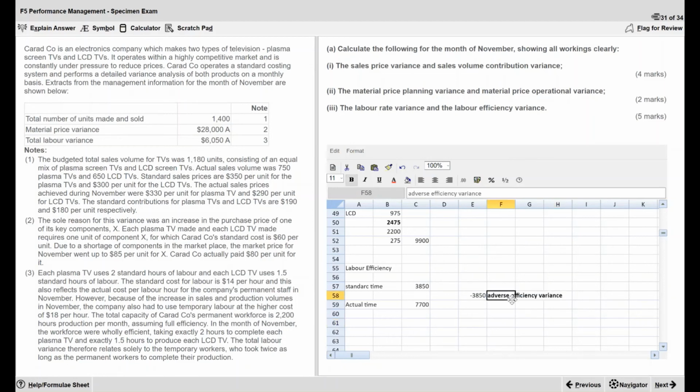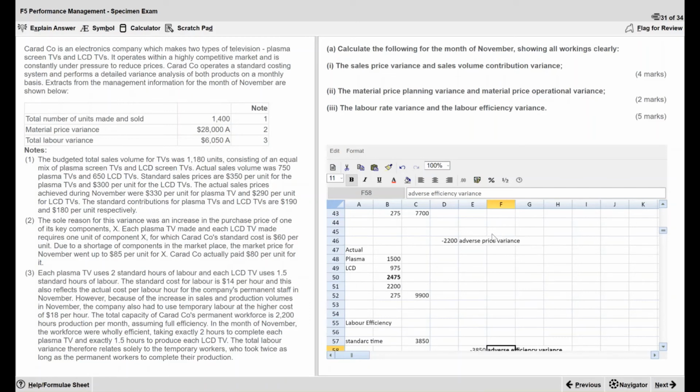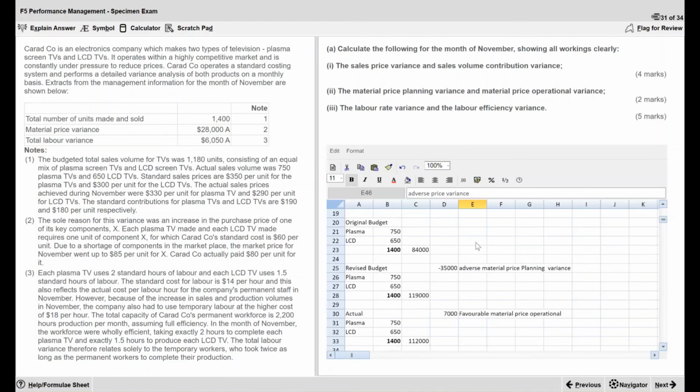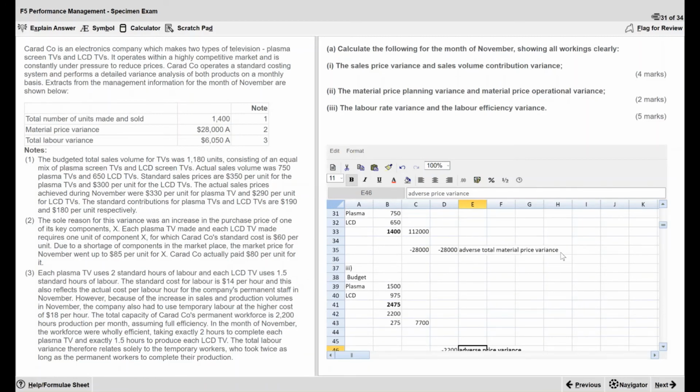Okay. And then once you've calculated your figures, you could just do a little bit of titling and stuff, make it a little bit clean so that you could get full marks. Let's look at the next requirement.